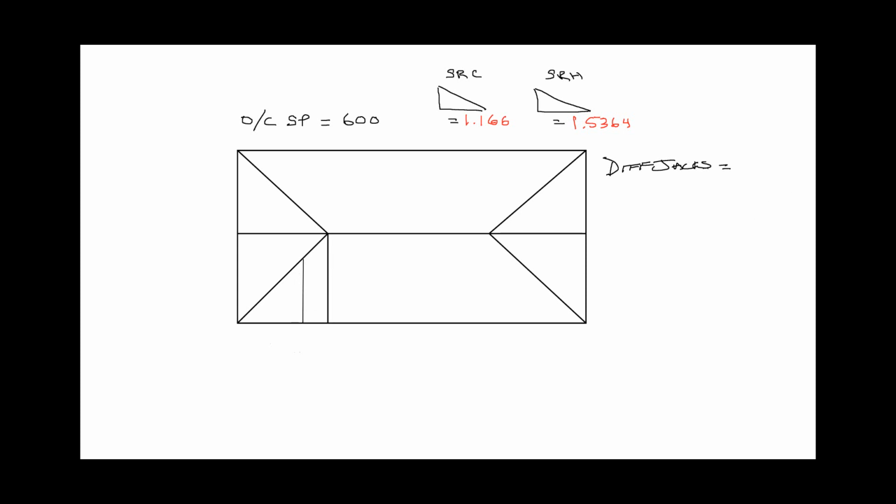Now, on this hip jack rafter, let's pick another color, we have our on-center spacing. This on-center spacing right here is 600. When we have a 600 on-center spacing, the one thing that changes as well is if we take the run of our common rafter, as we go over 600 millimeters, we also shorten the run of our common by 600 millimeters.